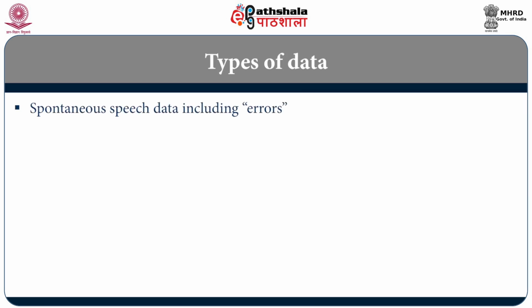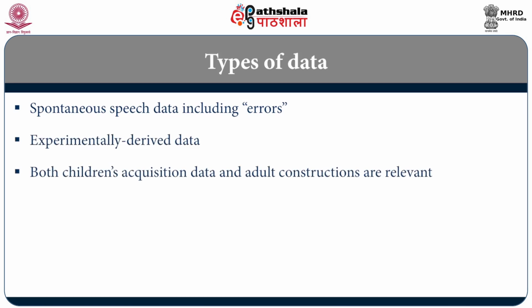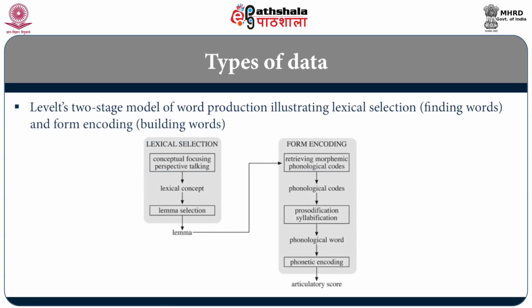Data can be spontaneous speech data, including errors. Data can also be experimentally derived. Both children's acquisition data and adult constructions are relevant for our study. There are different models to describe the process of word construction. We will look at one model of word production, which is a two-stage model.